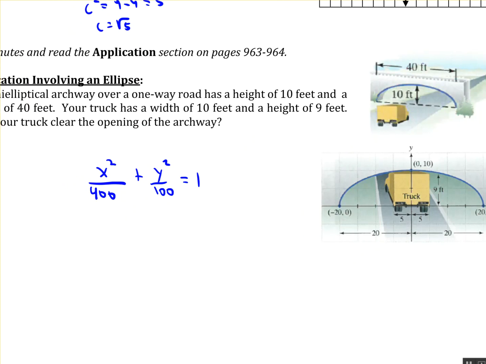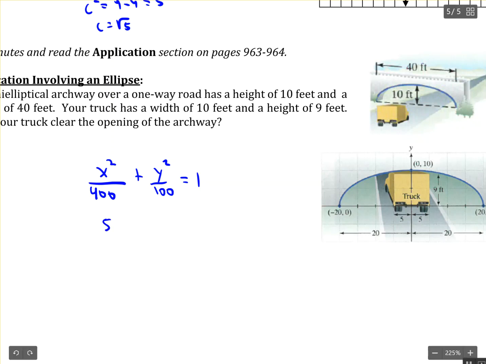So let's just see how tall the tunnel is when x equals 5, right? Because if the truck is 10 feet wide, and it's driving down the middle of the lane, it's a one-way road, so we're driving down the middle of the lane. So if it's 10 feet wide, it's going to go 5 on each side. So let's let x equals 5 and see what y is on our arch.